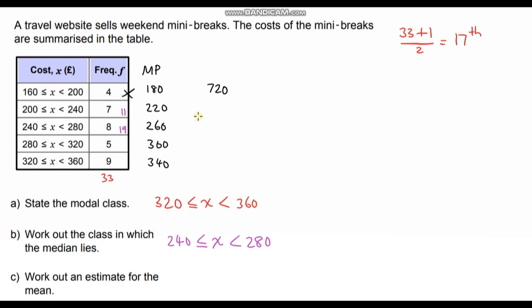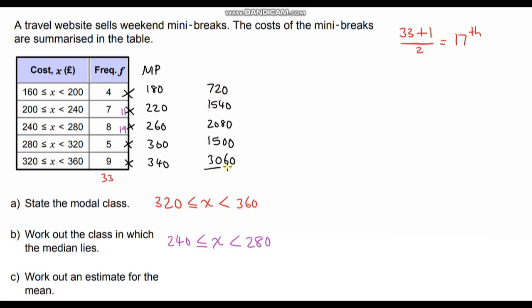The next one, well, that's going to be 7 multiplied by 220, which gives me £1,540. And then we're going to do 8 times 260. So that's £2,080. And then 5 times 300, well, that's 1,500. And finally, 9 times 340 is £3,060. Well, that's not very clear. Let me make it £3,060. So now we know the total cost for each category.